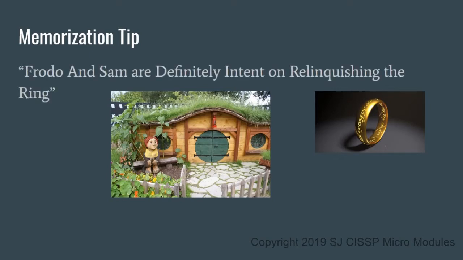So here's the phrase for you to remember. The phrase is, Frodo and Sam are definitely intent on relinquishing the ring. And you can put all those letters together to come up with however you want to pronounce that, if it helps you remember it. Something like that. Okay, so let's get into it.